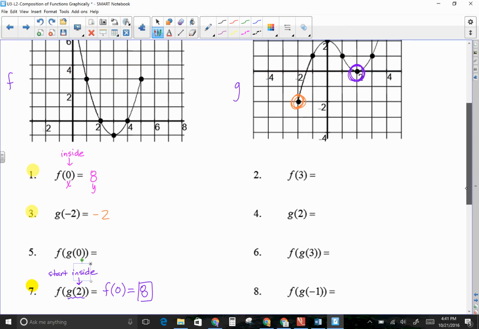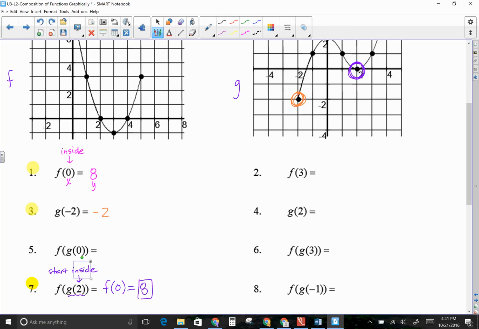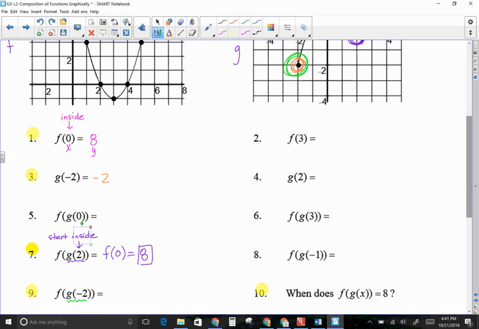So I'm going to my g graph. I'm looking for -2 on my axis, and I find it's right here. So the y-coordinate right there is -2. So that means that g of -2 is equal to -2. So I'm replacing all this inside with -2. I still have the f. And now I have to go to my f graph and find -2.